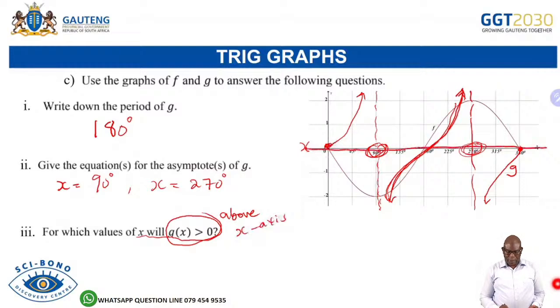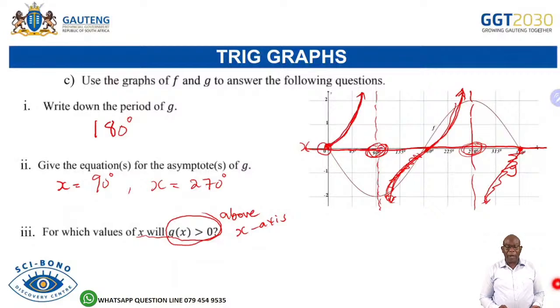This part here is above the x-axis. This part here is below the x-axis. This part is below the x-axis. So I just want to find where the graph is above the x-axis. From which point to which point? I can see it is from 0 degrees to 90.